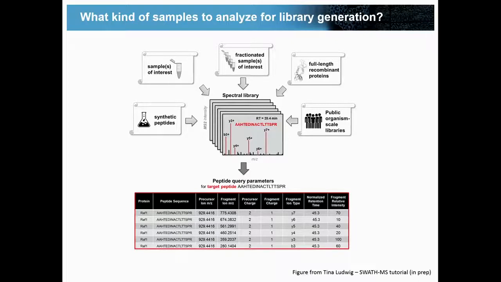So the first question to start with is, what kind of samples do you want to put into this analysis? You could imagine many different things, right? The simplest and default choice is just the samples of interest. This means the same samples that you're going to analyze using a DIA method, you can analyze by DDA and generate a spectral library from this. The next option is to take these same samples of interest and do fractionation at the peptide or protein level, and this allows you to get a deeper and more comprehensive library than you would from just single-shot analysis of the samples of interest.